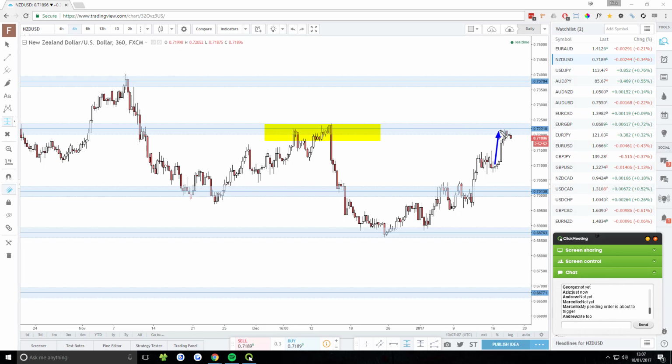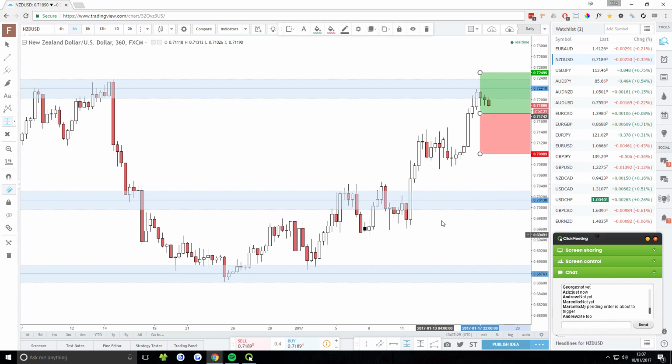And this time, by keeping an eye on it, I saw that it actually started reversing, so I entered the trade. I don't have my exact numbers for entering.